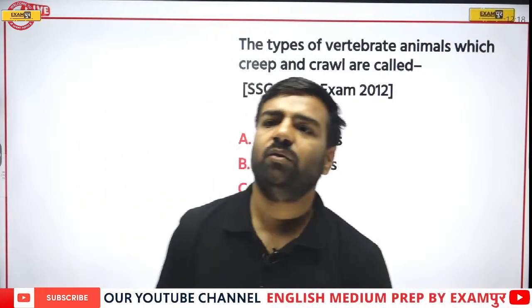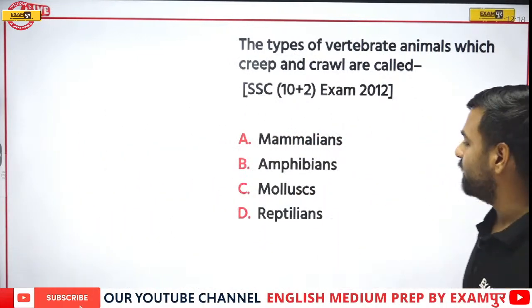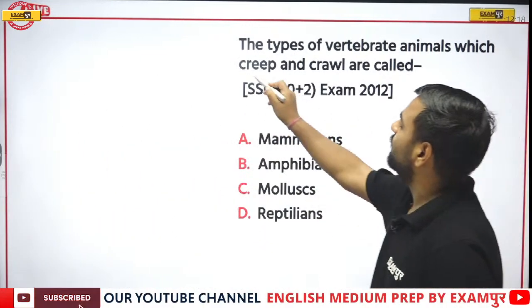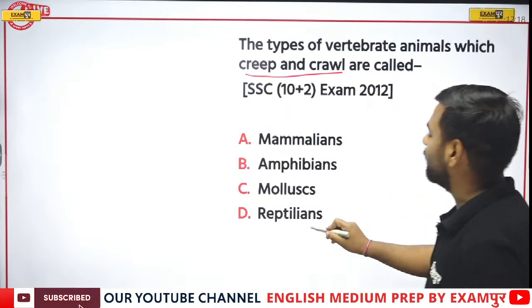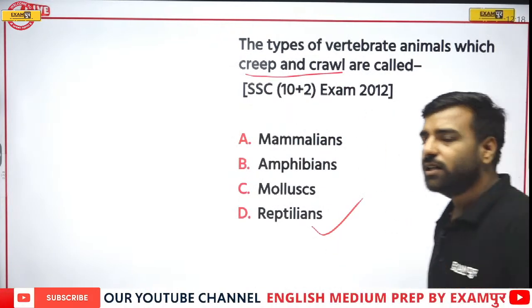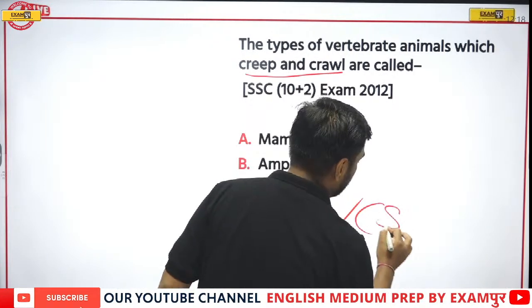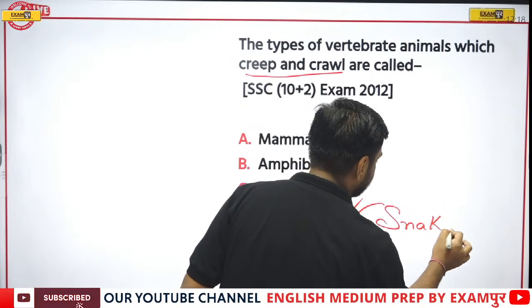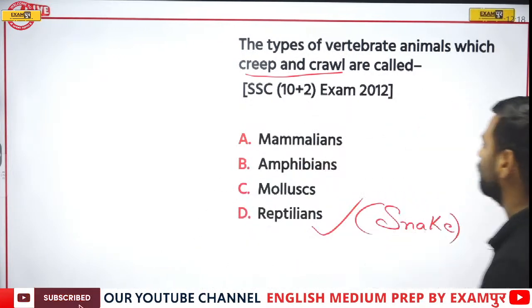So Dilip is the one who has given answer B, but he has changed now to D. See, when we talk about creeping and crawling, please remember the correct answer will be reptiles, where you can talk about these snakes. All these are the reptiles, and hence snake is going to be the correct answer over here.